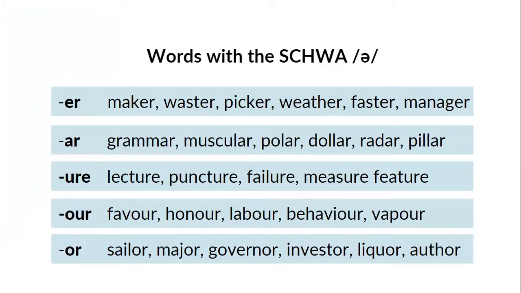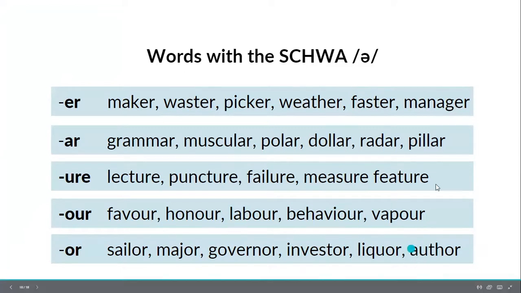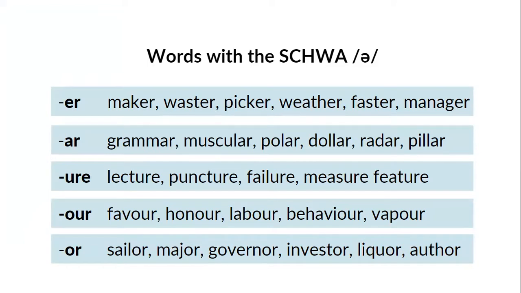Remember, I mentioned that word endings with R will usually have the schwa sound, especially when the word has more than one syllable, and it ends with a word ending like ER, AR, URE, OUR, or OR. So we have ER in maker, waster, picker, weather, faster, manager. We have AR in grammar, muscular, polar, dollar, radar, pillar.